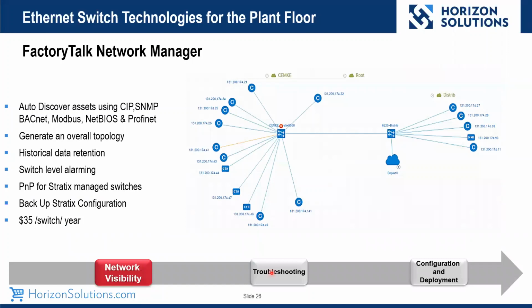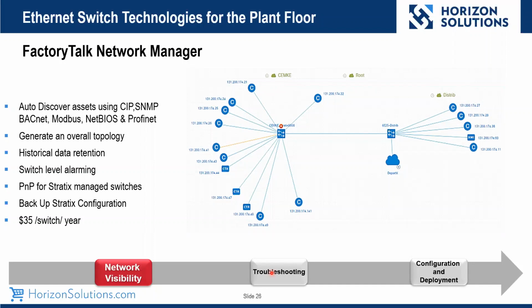And lastly, we have a product that's been out for a couple of years now called FactoryTalk Network Manager. Network Manager is a product that you could download from the A-B website. There's no charge for the ability to just look and browse your network and see what's going on. It auto discovers the CIP protocol and the SNMP protocol. We also could do BACnet, Modbus, Profinet, NetBIOS devices. It will automatically browse and build your network to generate this topology.